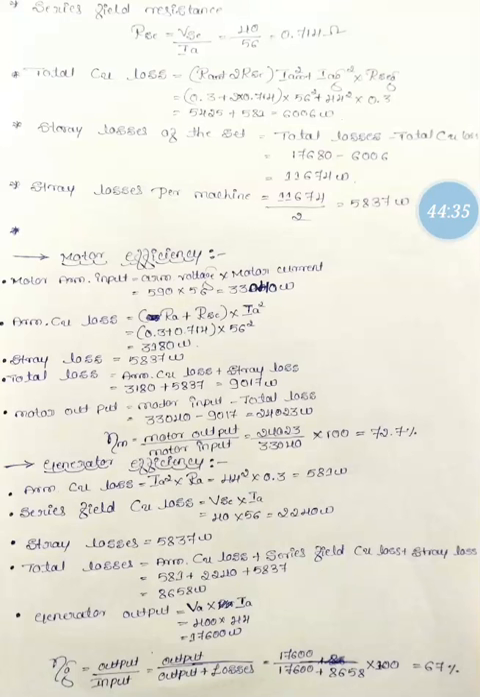Then the total copper loss is calculated using this equation, that is the sum of both the resistances, the armature resistance and the series field winding resistance. So the armature resistance, that is RAM, the motor armature resistance, and 2 times the series field winding resistance. Why have we taken 2 times the series field winding resistance here? Because the generator series field winding and the motor series field winding are both connected in series.